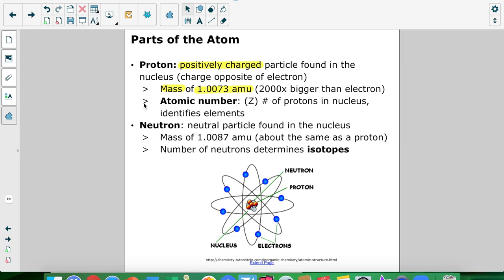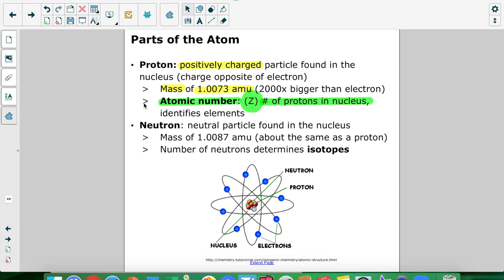How do we measure the number of protons that we have in the nucleus? We measure it with the atomic number. This is a very important thing that you need to learn. The atomic number is represented with the letter Z, and don't forget that. Its number is the number of protons that are in the nucleus.